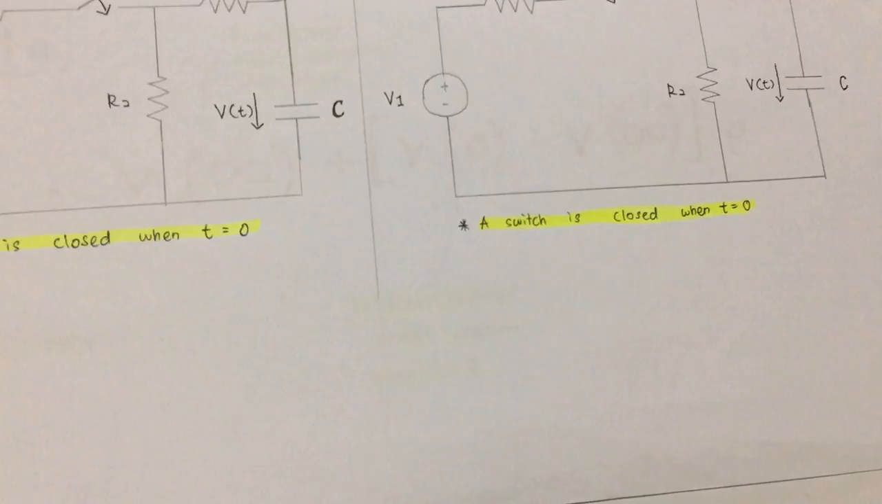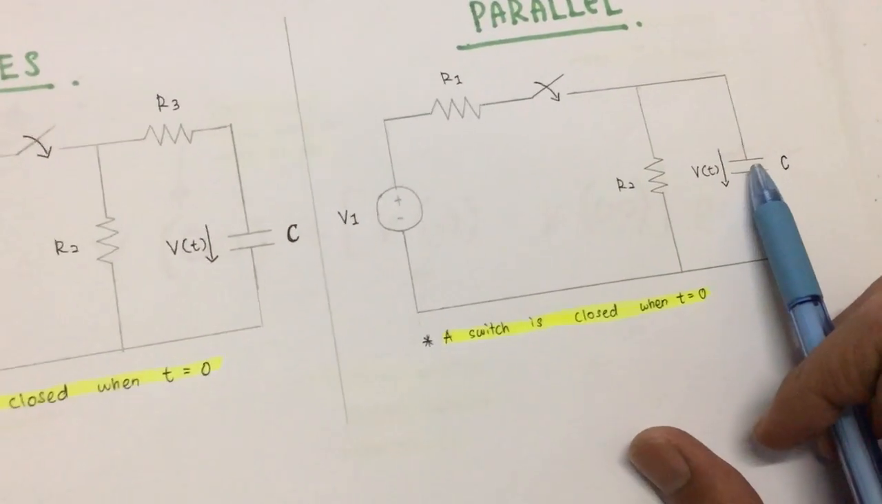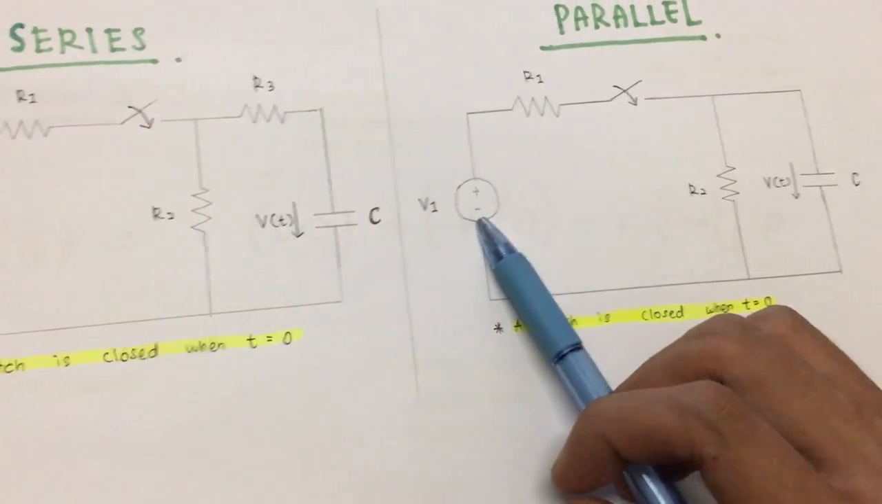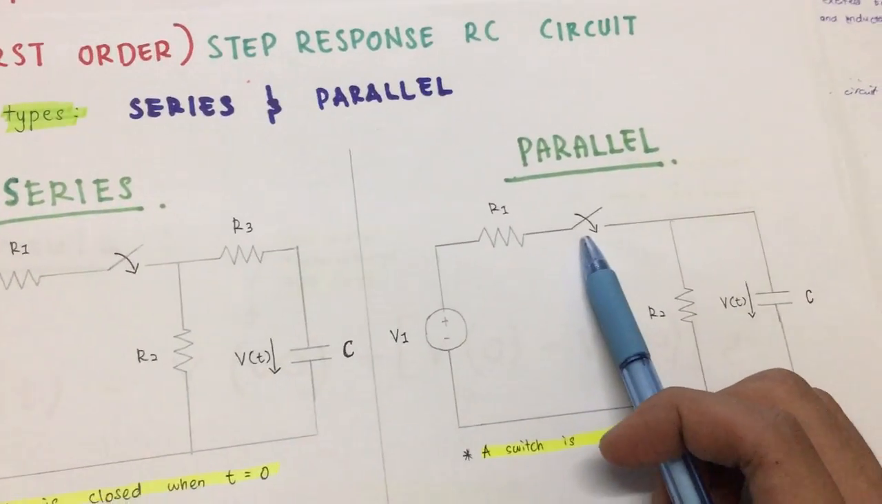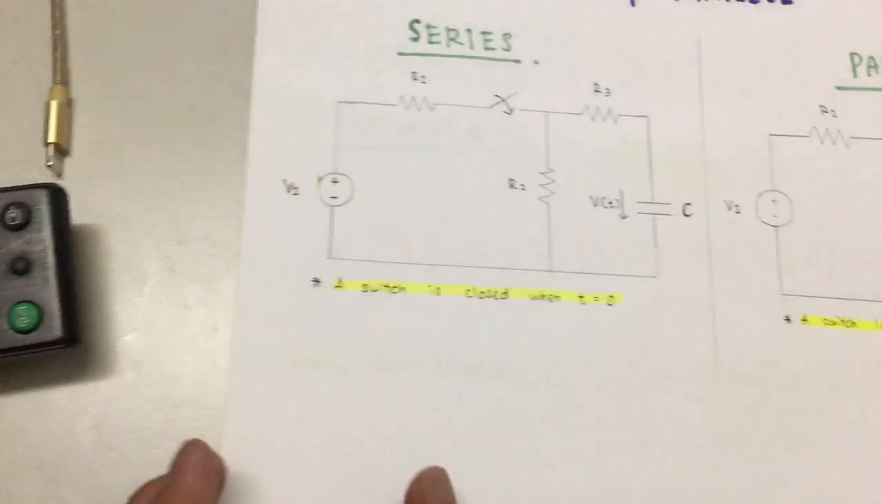So they are resistor, you can see the capacitor and voltage source and switch. Okay, let's proceed to the next video.